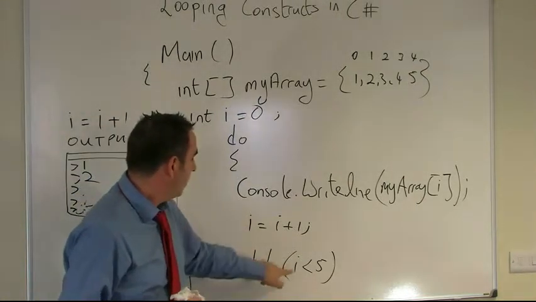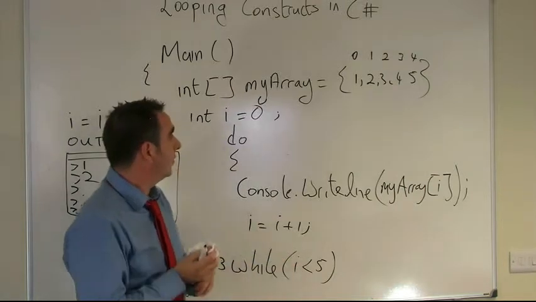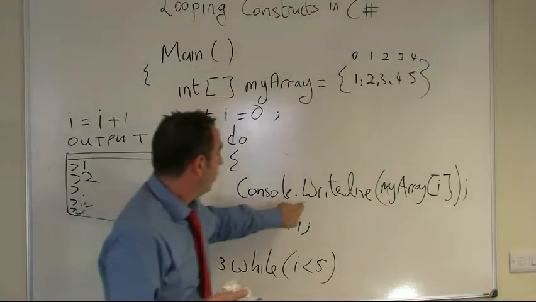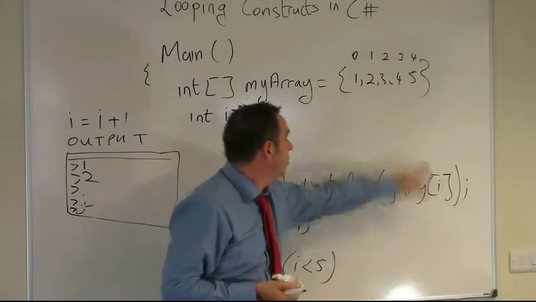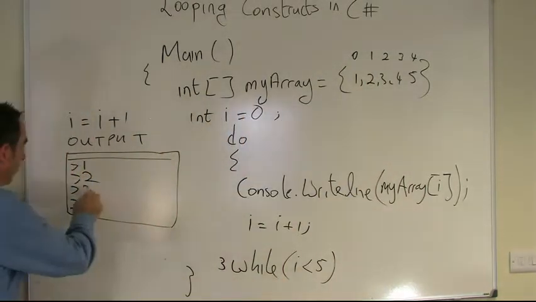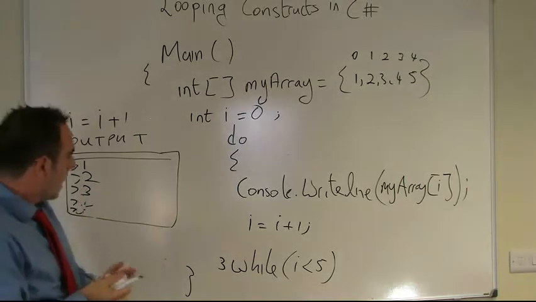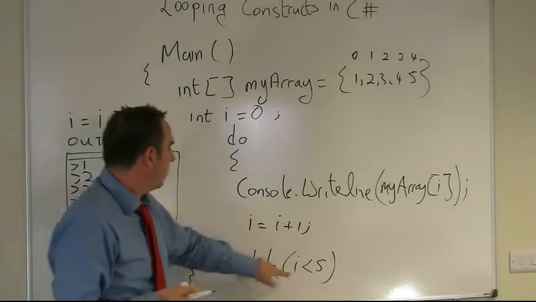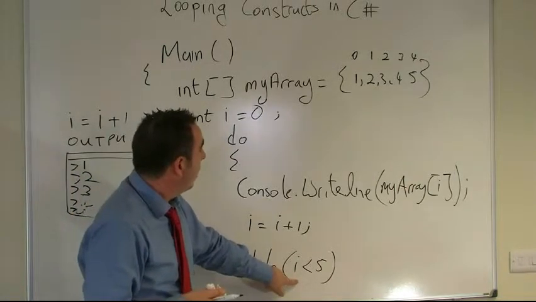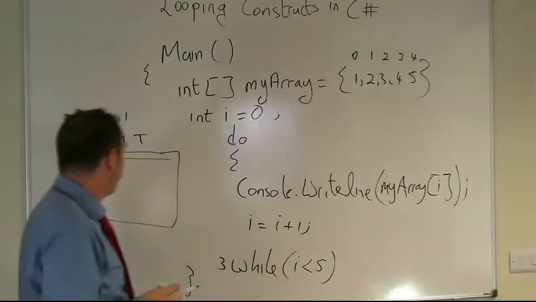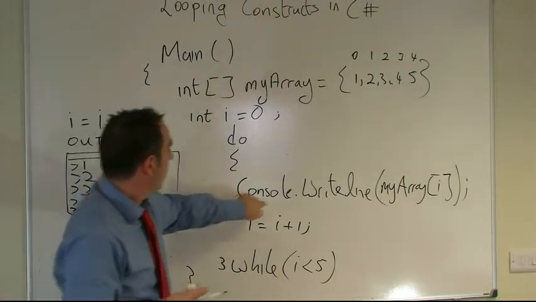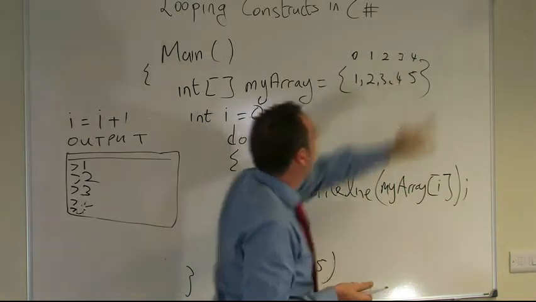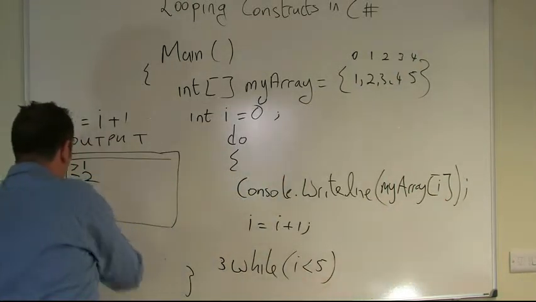So we check our condition. Is 2 less than 5? Yes, it is. So we'll jump back up here. We'll do console.writeLine, my array 2. So 3 gets written to the console. Then we get our incrementation taking place. Then we check our condition again. Is 3 less than 5? Yes, it is. So we jump up here. Console.writeLine, my array 3, which is going to print 4 to the console.